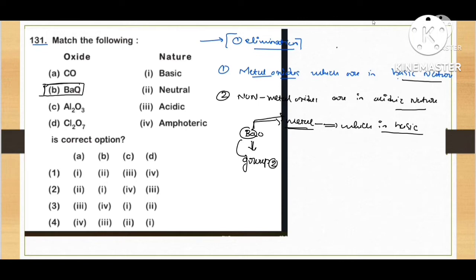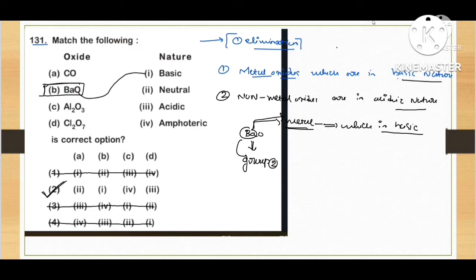Okay, B matches with 1. Here B is 2, so you can eliminate option 1. Here B is 4, so option 3 is also eliminated. Here B is 3, so you can also eliminate option 4. The only remaining option is option 2, which is the correct answer.